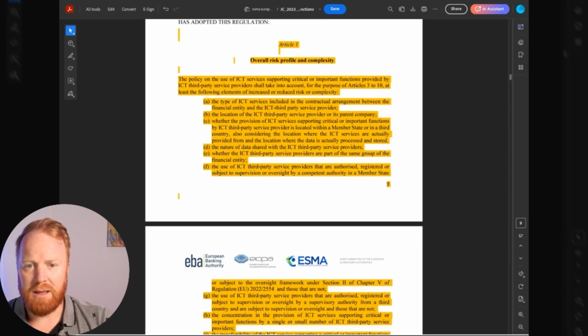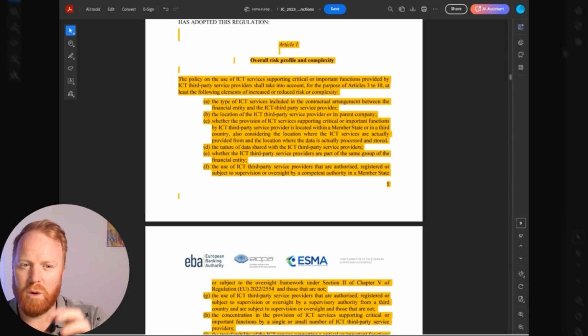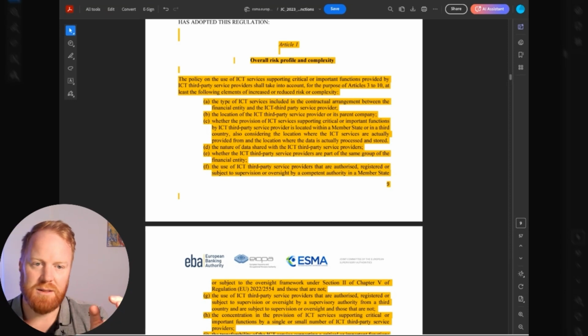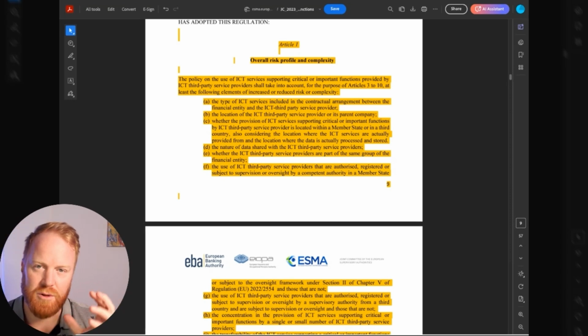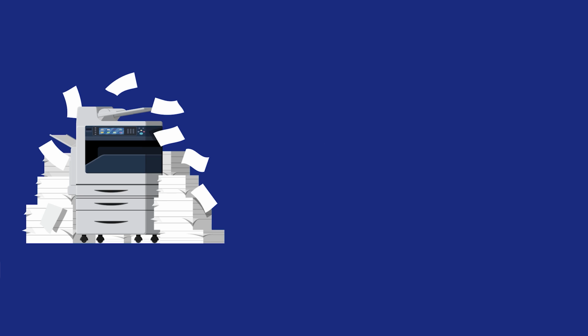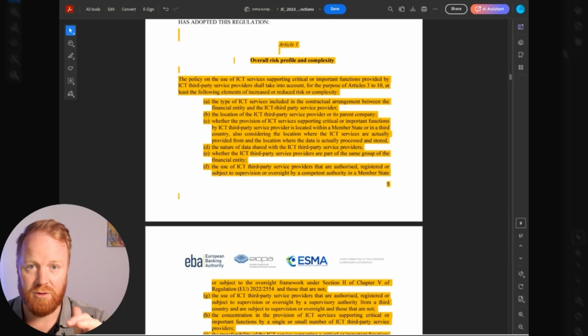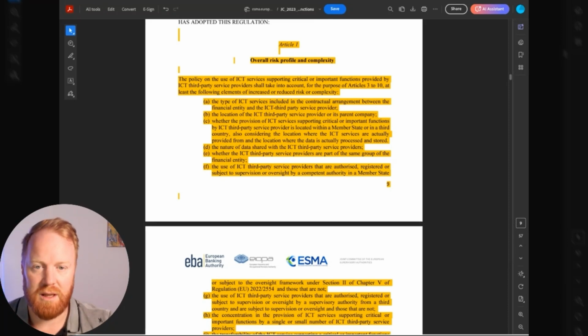The main key points you need to focus on are, number one, type of ICT services. The policy should consider what kind of ICT services are included in the contract between the financial entity and the ICT third-party service provider. Different types of services may carry different levels of risk. The person providing you printers might be completely different from the company providing you an internet connection, so you want to weigh them up based on the business process they are connected to. That's your first specific area.